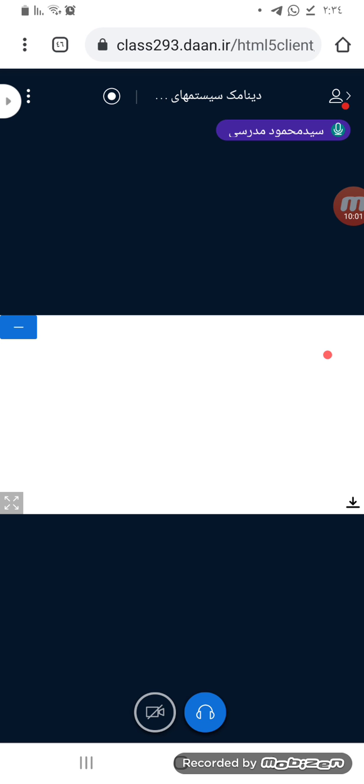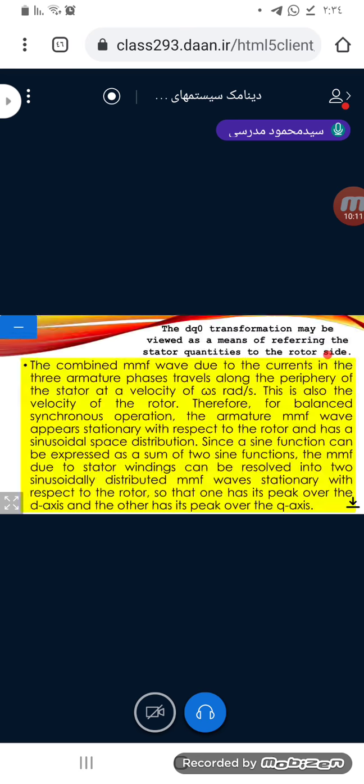That is, referring all of the inductance, voltage, and current, etc., of the ABC terms to the rotor side, of the stator to the rotor.